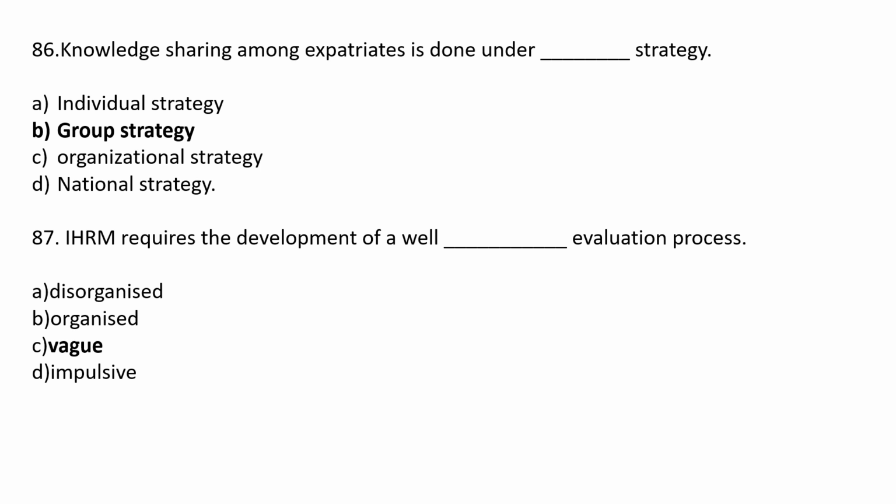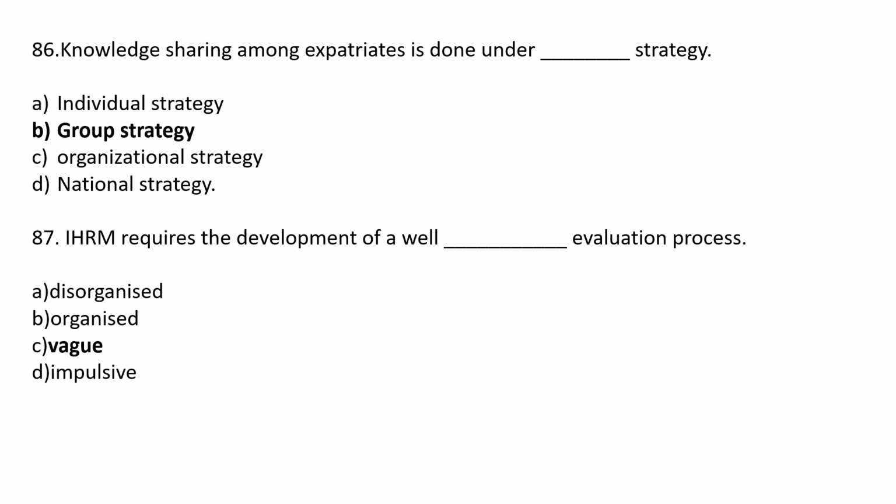Knowledge sharing among expertise is done under dash strategy. Option A individual strategy, option B group strategy, option C organizational strategy, option D national strategy. The correct answer is option B group strategy. Knowledge sharing among expertise is done under group strategy.